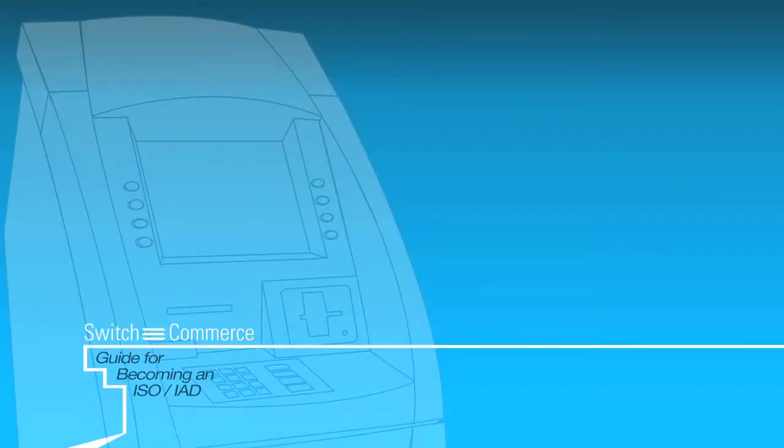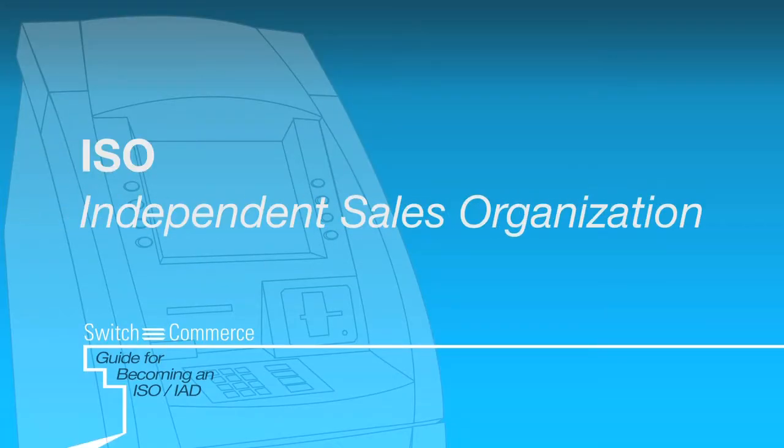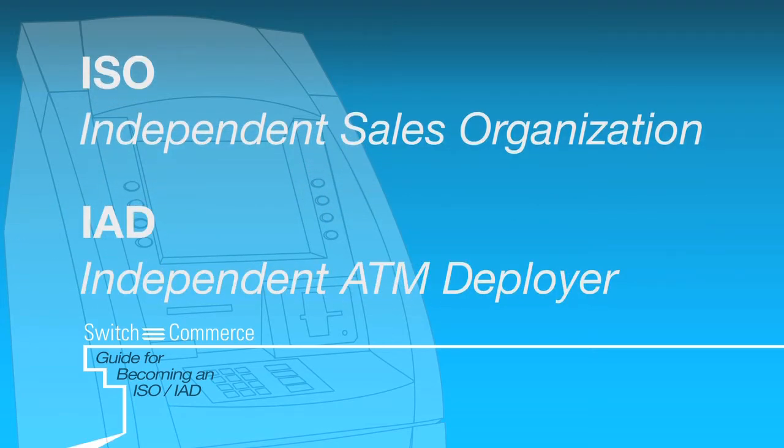I want to talk to you today about the variables you should consider when becoming an ISO or IAD. Let's define those two acronyms. ISO stands for Independent Sales Organization and IAD for Independent ATM Deployer. IAD is the term being adopted by our industry worldwide, so let's use that today.